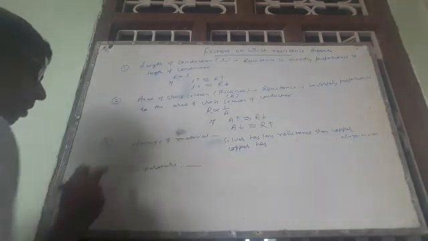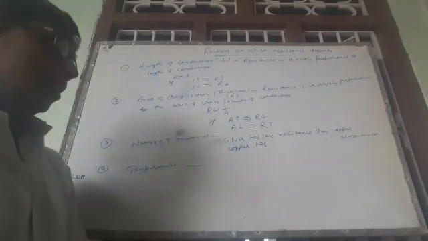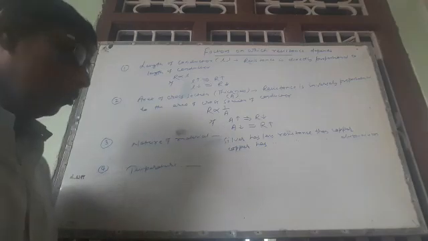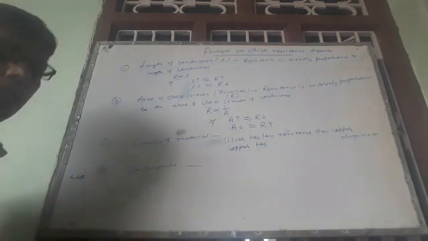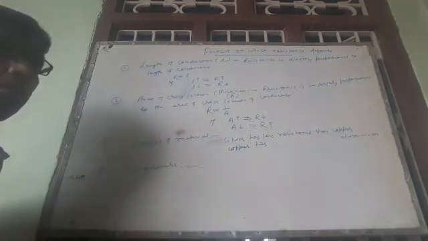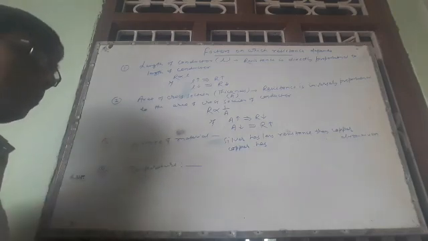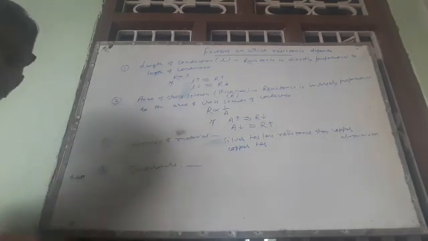Third factor is nature of materials. All of you know in an electric circuit, conducting wire is made up of either aluminum or copper. In some cases, silver wire is also used. So there are different types of conductor, different types of wire, such as aluminum, copper, silver, maybe platinum or gold.